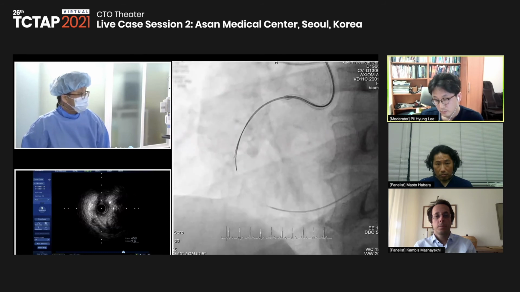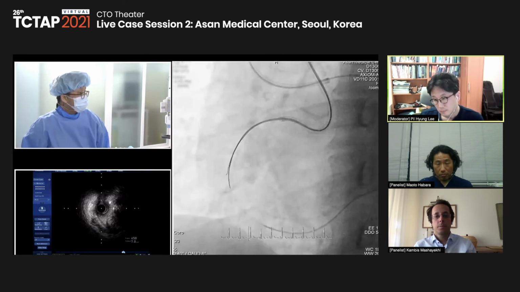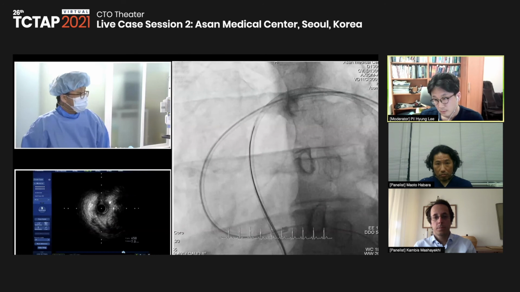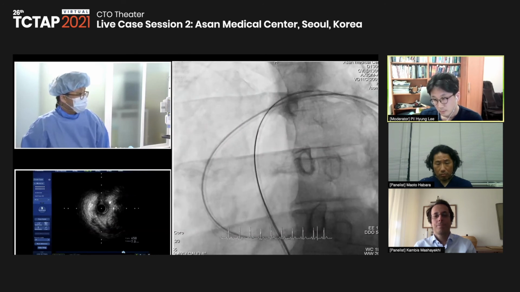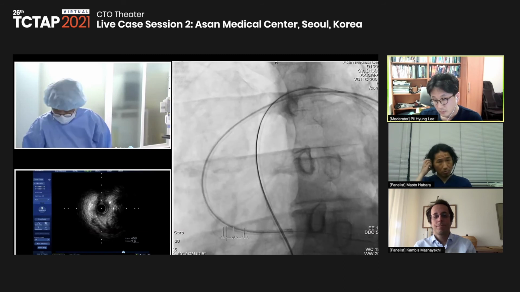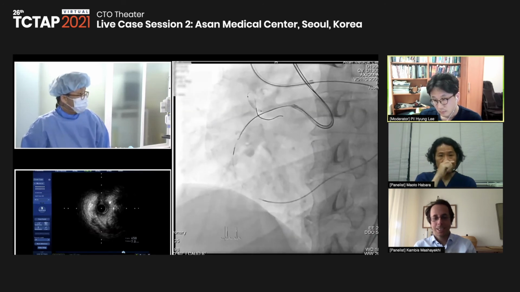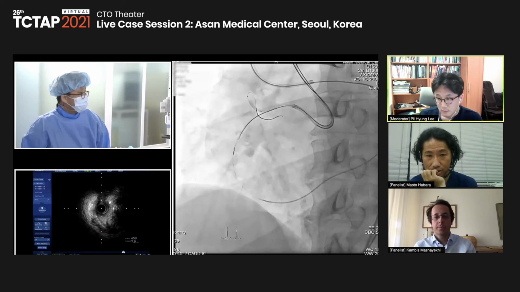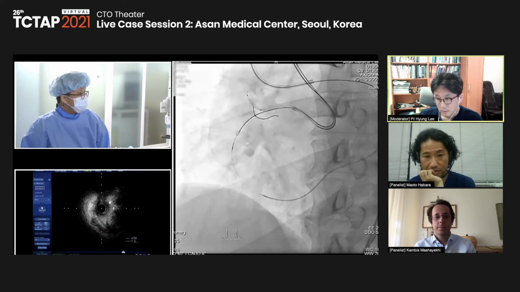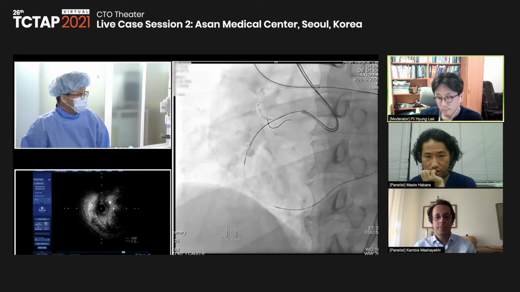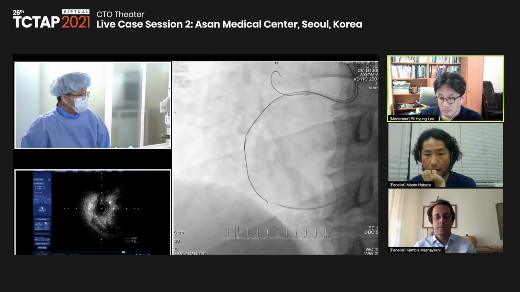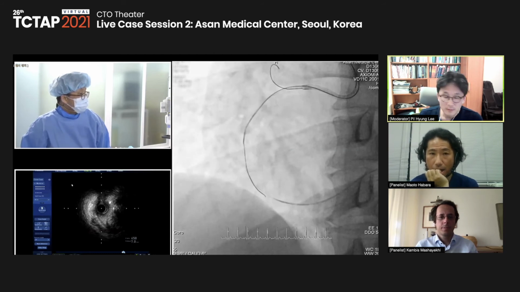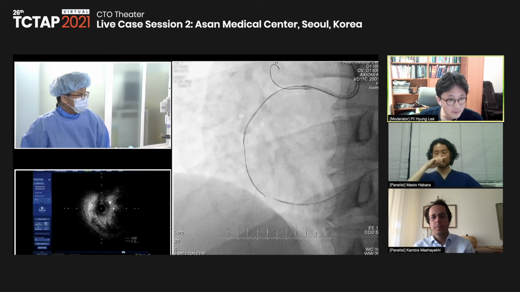But unfortunately, the microcatheter would not go in at the calcification area of the mid portion of RCA. So I had no option. I did the antegrade wiring with the antegrade Gaia 3 wire. And then, so you can see that I did the reverse CART.